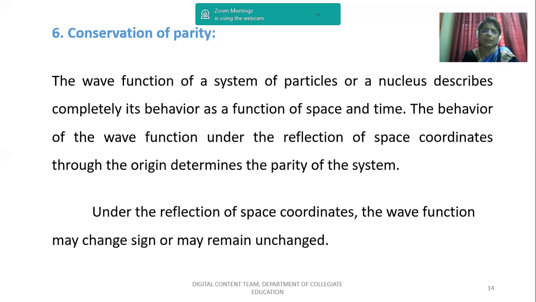The wave function of a system of particles or a nucleus describes completely its behavior as a function of space and time. So whenever you consider any system of particles or a nucleus which is represented by a particular wave function, it is going to describe the behavior of that particular particle or nucleus as a function of space and time. And the behavior of the wave function, if you study it under the reflection of space coordinates through the origin, determines the parity of the system.